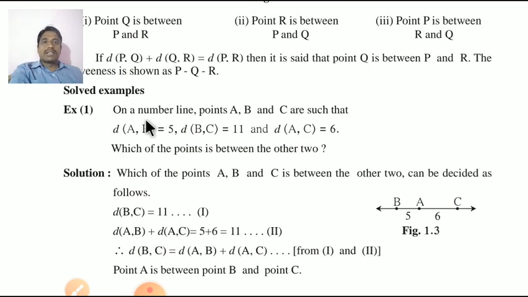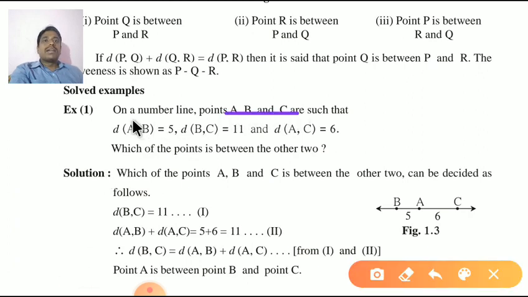Now suppose example number 1. There are 3 points A, B, C on a number line such that AB is equal to 5, BC is equal to 11 and AC is equal to 6. That means the distance between AB is 5, the distance between BC is 11 and the distance between AC is 6. Now in this number line, the distance BC is 11. That means BC is the larger number and the smaller numbers are 5 and 6. Add these two numbers, 5 plus 6 is equal to 11. That means points A, B, C are collinear.